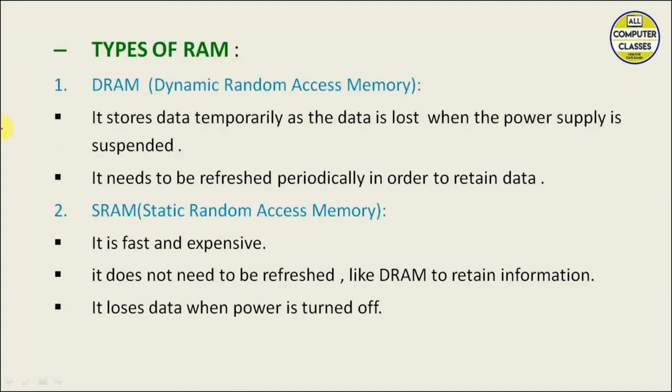Next is types of RAM. The first type is dynamic RAM. It stores the data temporarily, as the data is lost when the power supply is suspended. It needs to be refreshed periodically in order to retain the data, right? Next is static RAM. It is fast and expensive. It does not need to be refreshed like dynamic RAM. It loses data when the power is turned off.